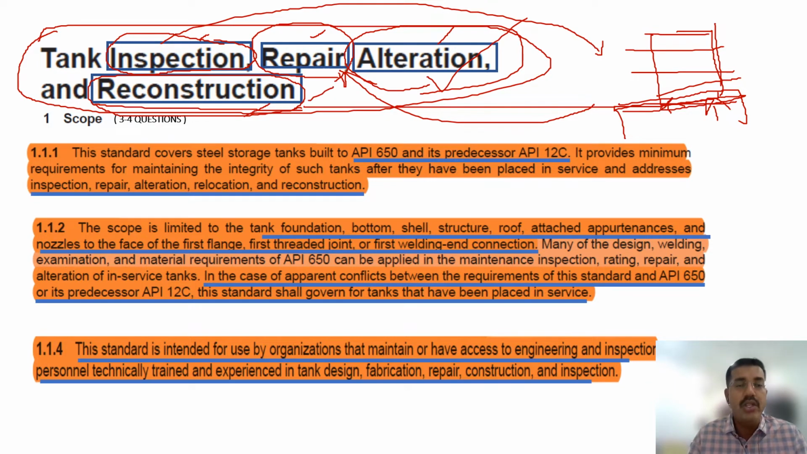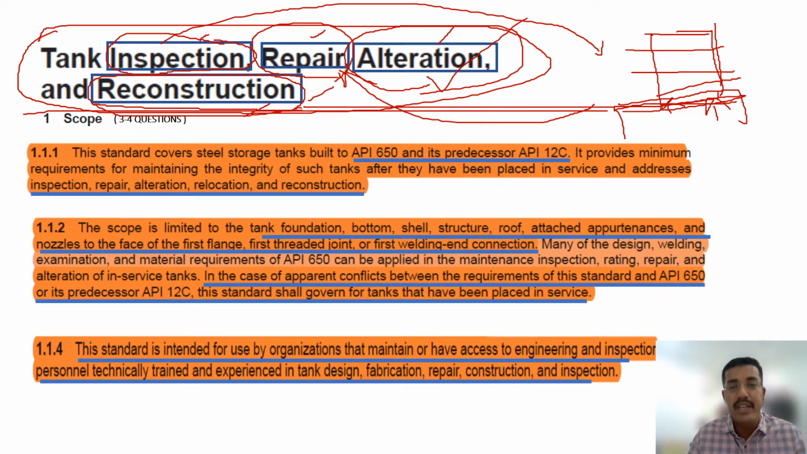So API 653 usually covers all these things. When we read it, it mentions when we go for repair, the types of repairs, how to inspect and measure the repair, when we can consider alterations, what is called reconstruction, and what is called inspection. So basically 653 contains all these things. That's why I told you, when we read 650, it is easy to understand 653.